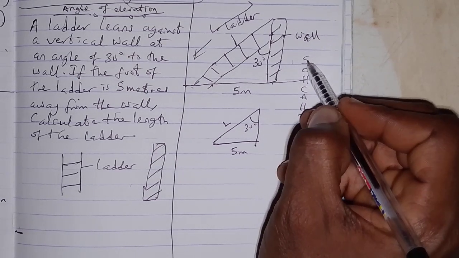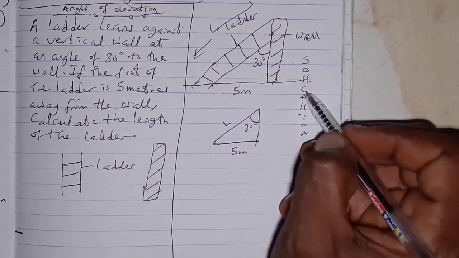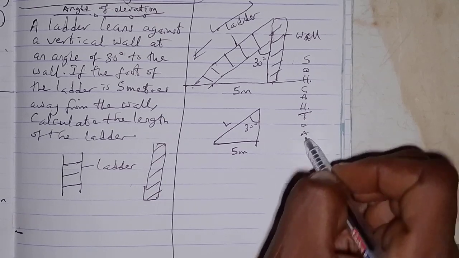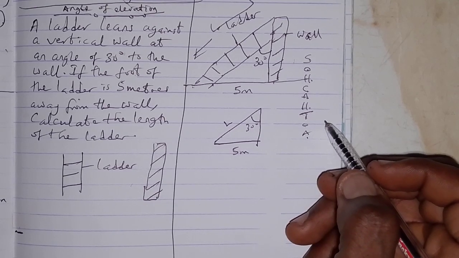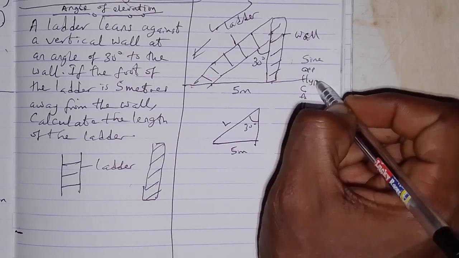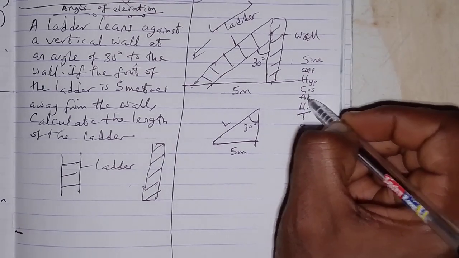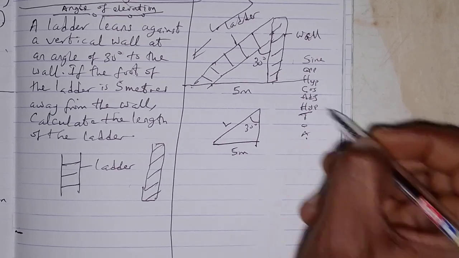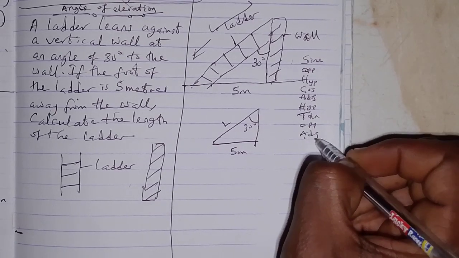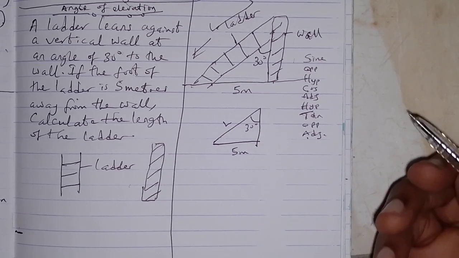SOHCAHTOA. Sine is opposite over hypotenuse. Cos is adjacent over hypotenuse. Tan is opposite over adjacent. It's a very well-known theory. So sine here is opposite over hypotenuse, cos here is adjacent over hypotenuse, and tan here is opposite over adjacent. So the question is, which one is opposite and which is adjacent in this question?